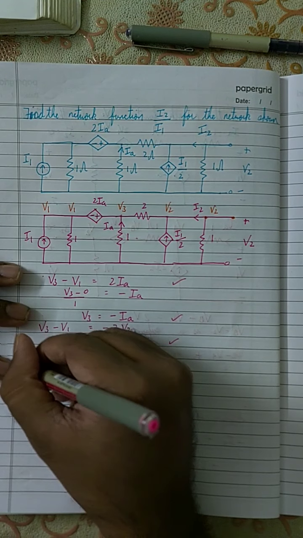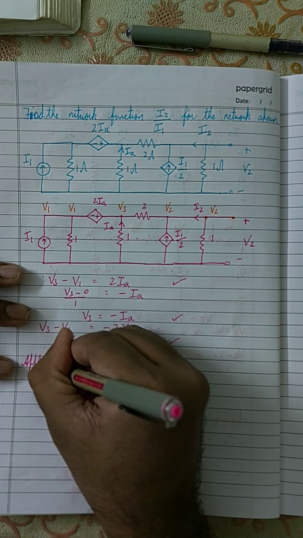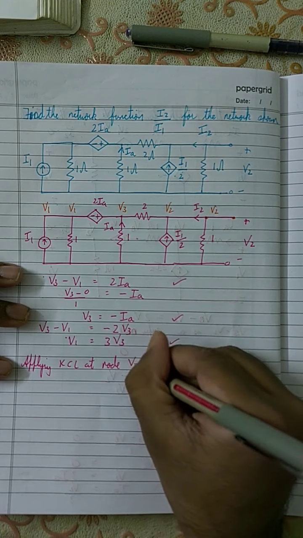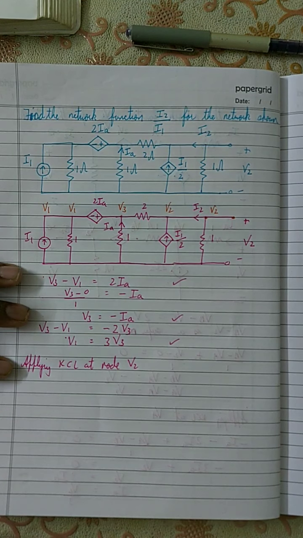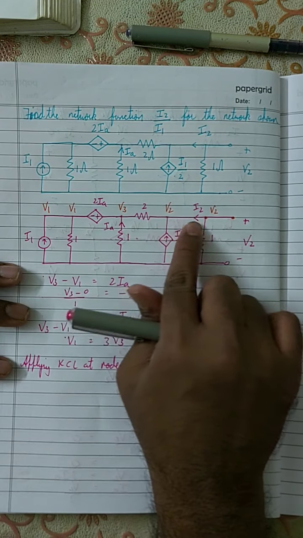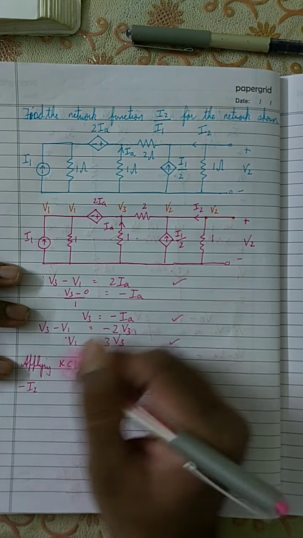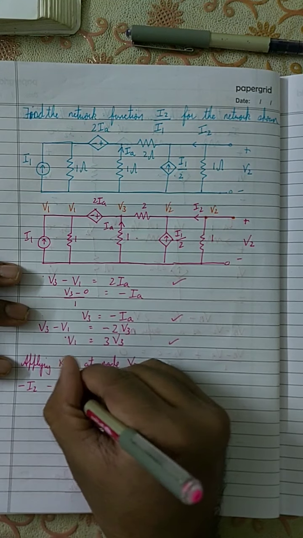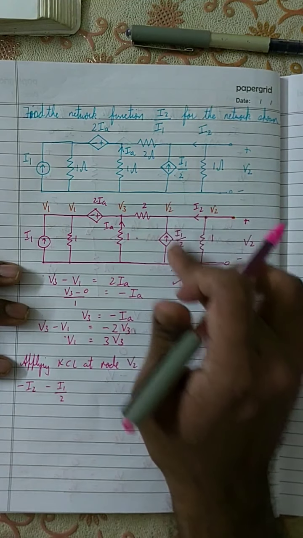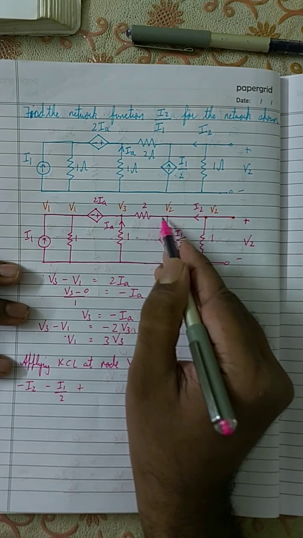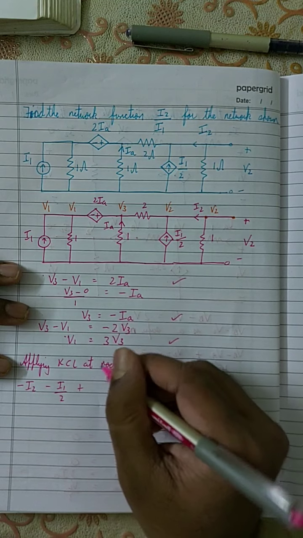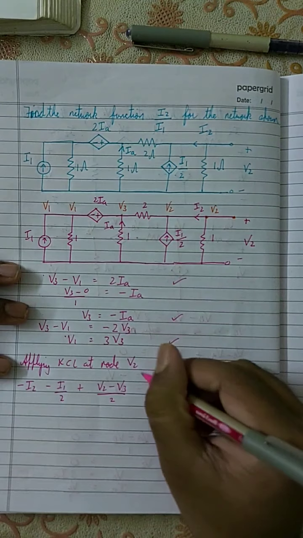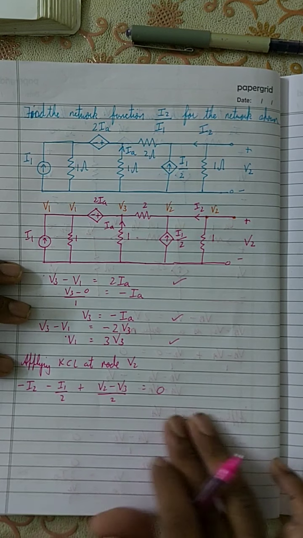Applying KCL at node V2. This is node V2. The current through this branch is minus I2, the incoming current. This is also another incoming current, minus I1 by 2. Plus, the current through this branch is (V2 minus V3) by 2, is equal to 0. That's it. See, very easy equation.